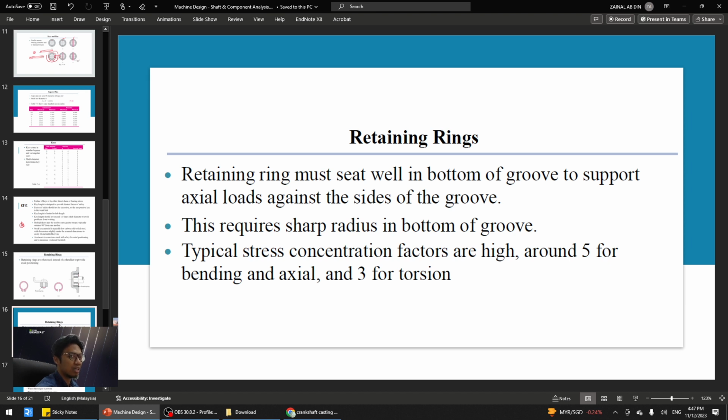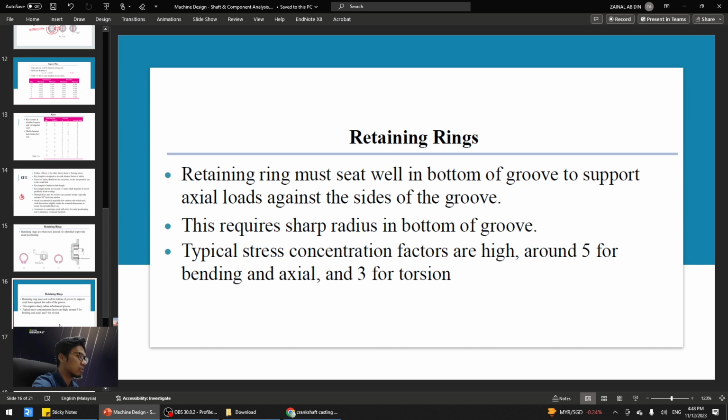Ni kalau you decide you punya shaft nak gunakan retaining ring, so that you punya shaft stay in that position. So you must have a shaft radius. You tak boleh pakai chamfered radius, you must have a shaft radius of groove. Itu maksud dia. Typical stress concentration factor are high, around 5 for bending and axial, and 3 for torsion. Untuk safety factor untuk retaining ring, selalunya kita akan menemukan 3 hingga 5, dan 3 tu untuk torsion dan 5 untuk bending dan axial. Okay, sebab retaining ring akan exert more bending and more axial load and more torsion load compared to the keys itself.